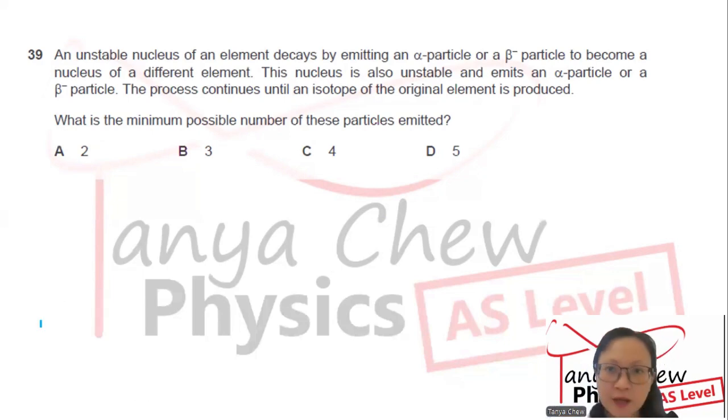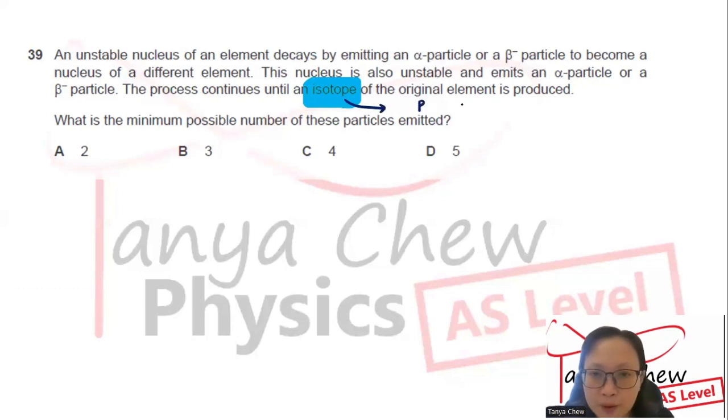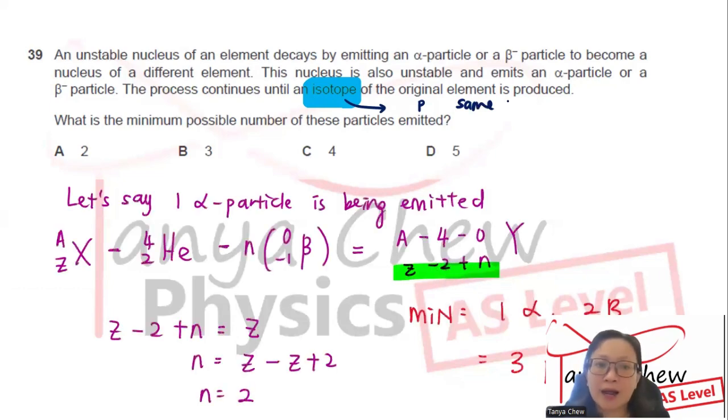Okay, I want you to see this. Keyword is this: isotope. So for isotope, you have to bear in mind the proton number will be the same. Let's say this nucleus emits 1 alpha, because they say that this nucleus must emit alpha and beta. So I would just say that it emits 1 alpha first because I want to find the minimum possible number. This is the nuclide notation for this unstable nucleus. A represents the nucleon number, Z represents the proton number. Remember, isotope, I need to get back the same proton number.